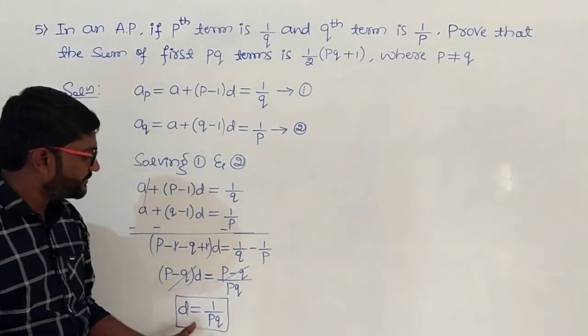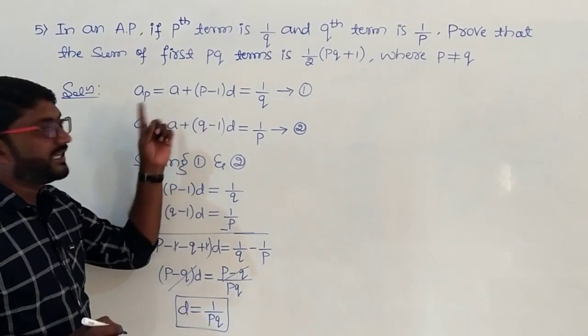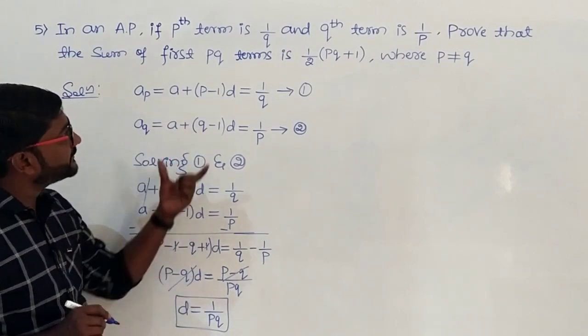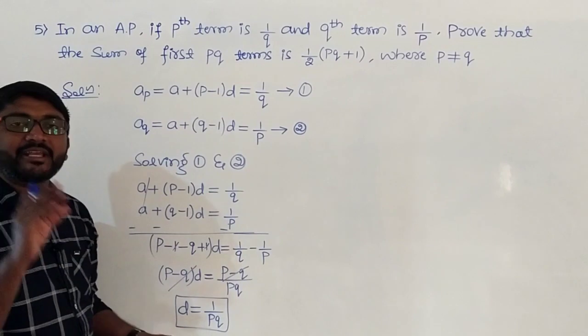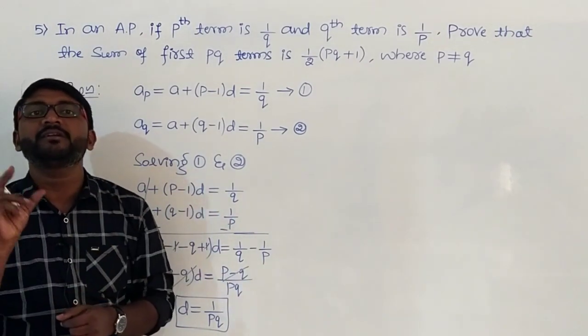Next we have to substitute this in any one of the equations to get the value of a, that is the first term. To get the sum, here actually we have to calculate S_pq. To get S_pq, we need the first term and the common difference.